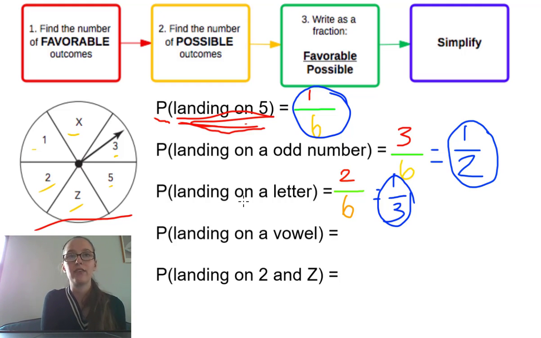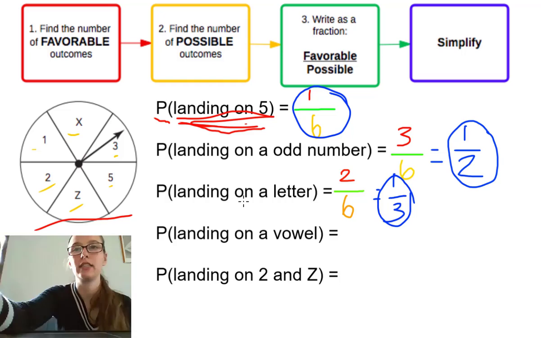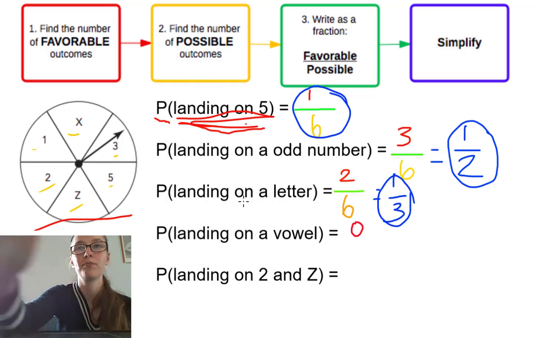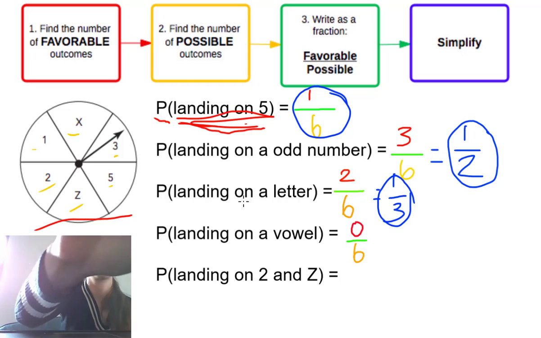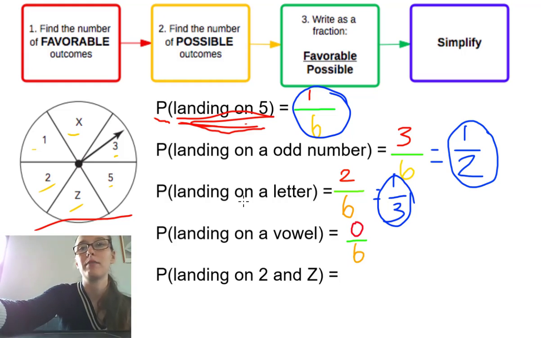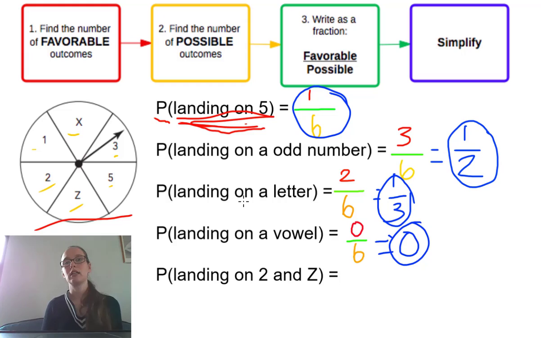Probability of landing on a vowel. Well, I don't see any vowels, so it's 0. And there's 6 possible outcomes. We write it as a fraction, and 0 divided by anything is 0. So the probability of landing on a vowel is 0. That cannot happen. Okay? Last one.